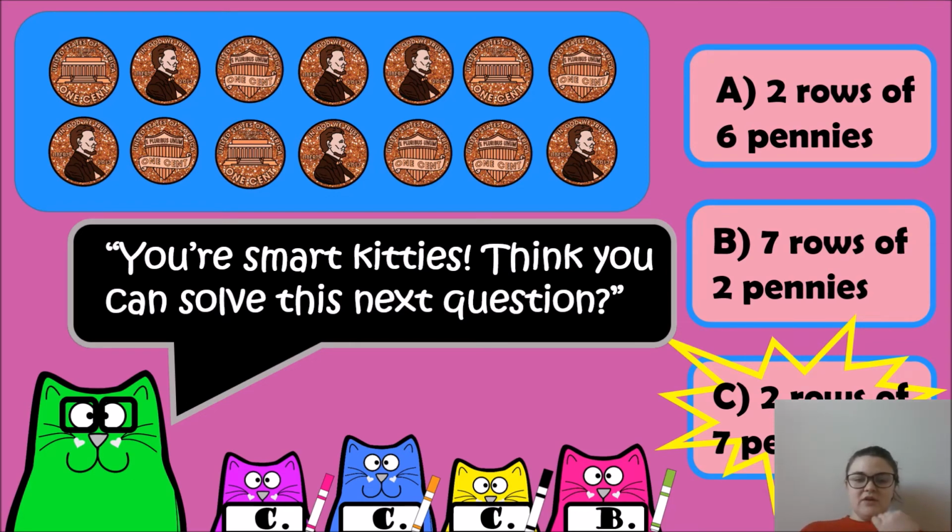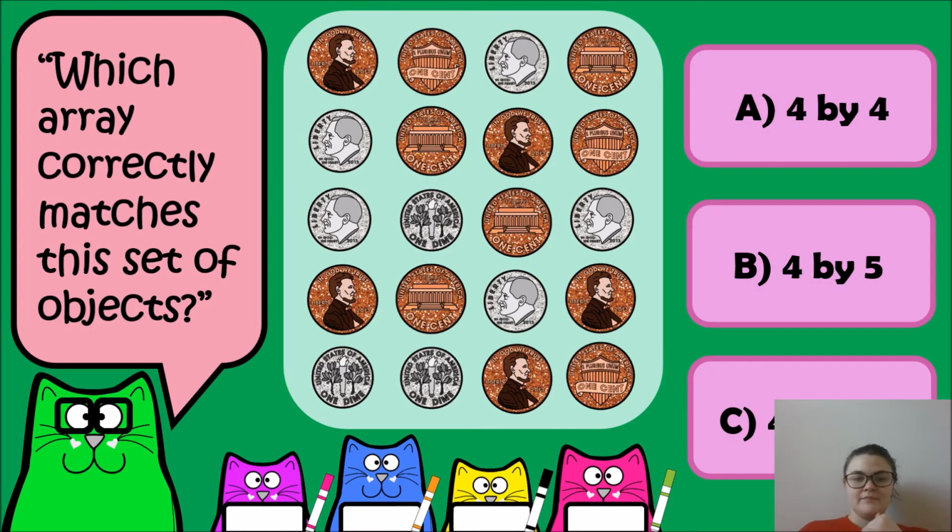Think you can solve this next question? Which array correctly matches this set of objects? Oh man, we have pennies. And what are the other objects that we see? Those are dimes. Good. I bet you got it. So, do we have A, 4 by 4, B, 4 by 5, or C, 4 by 6?